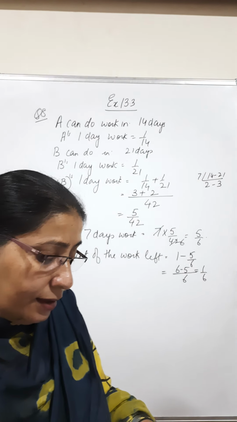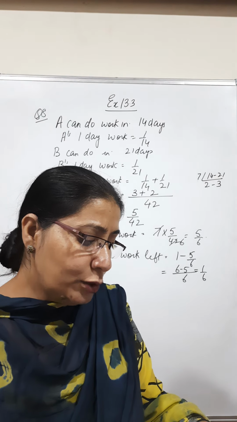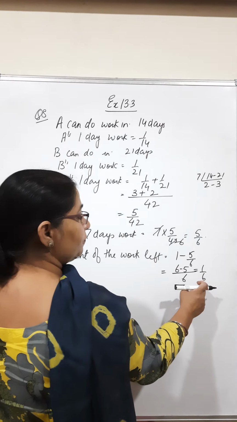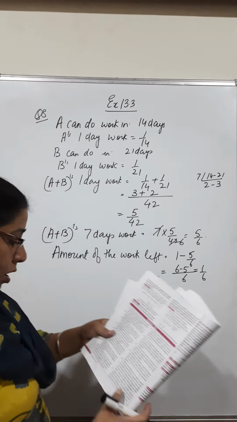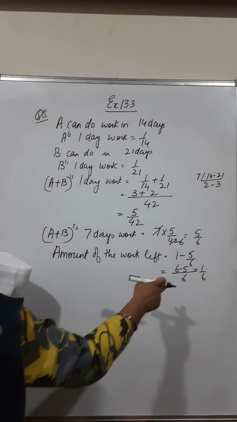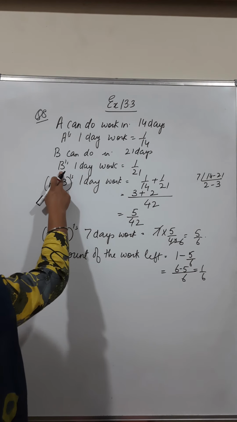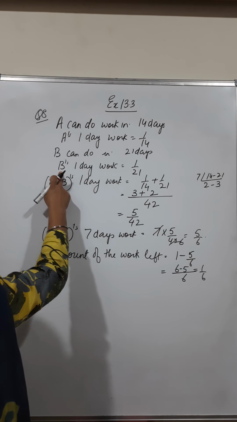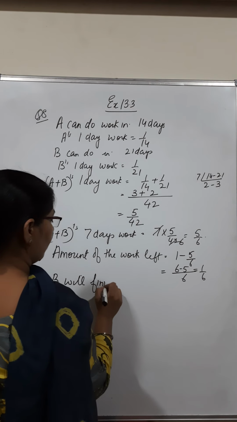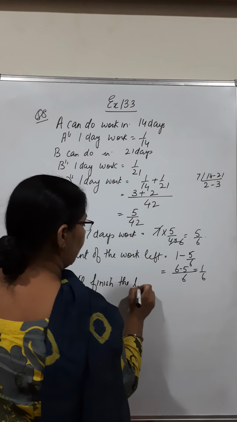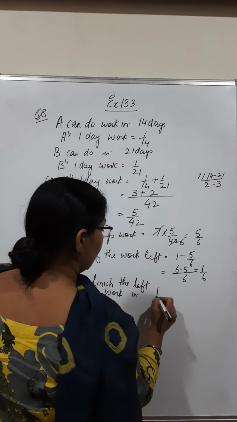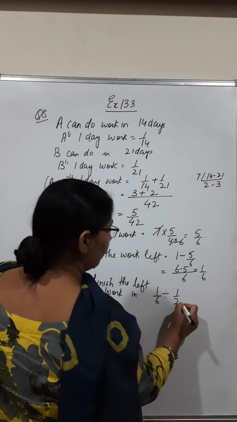Now what is happening? A fell ill and B had to complete the work. So ये जो left work है, this left work has been finished by B. So we have to find in how many days the work was completed. So this is the work left, and who is going to complete it? This work is going to be completed by B. So B will finish the left work in 1 by 6 divided by 1 by 21.